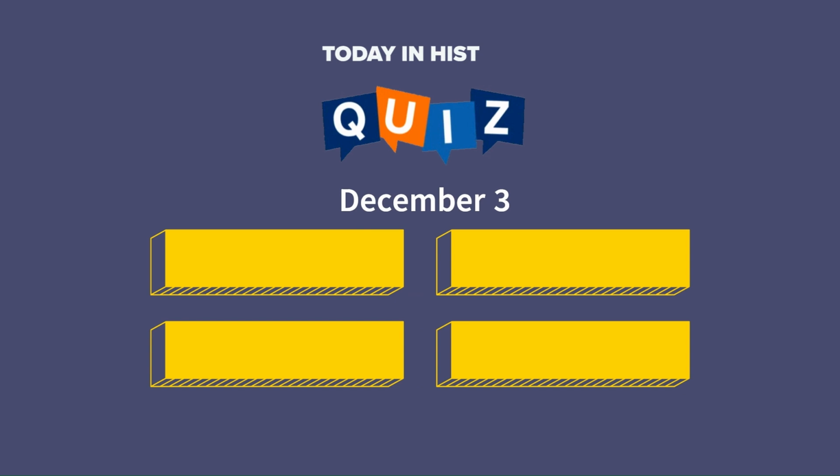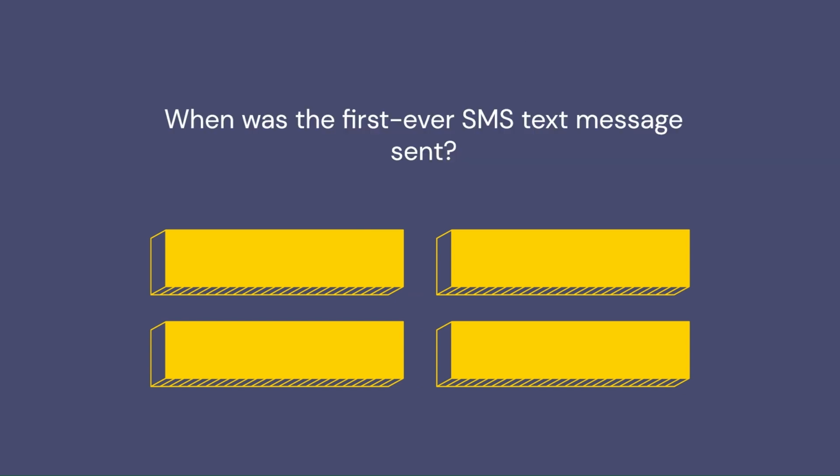And now, it's time for our Today in History quiz. When was the first ever SMS text message sent? 1990, 1992, 1994, or 1996?